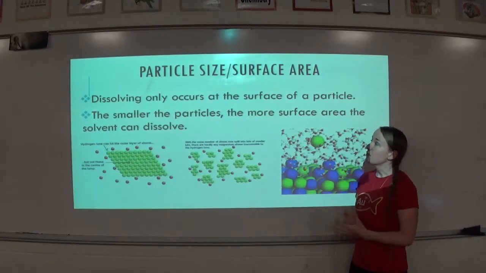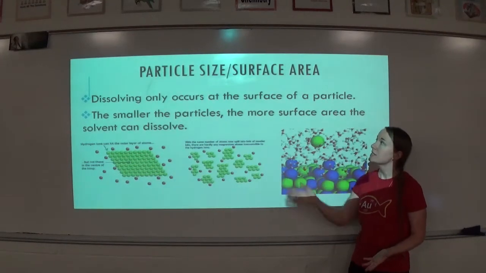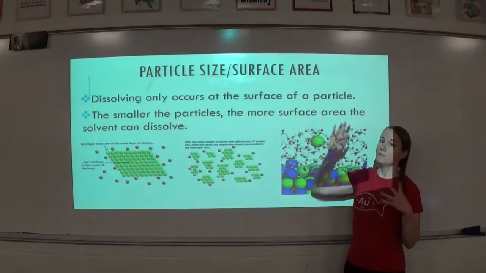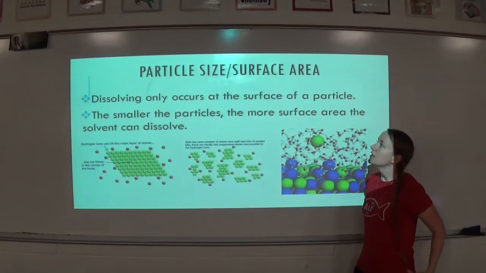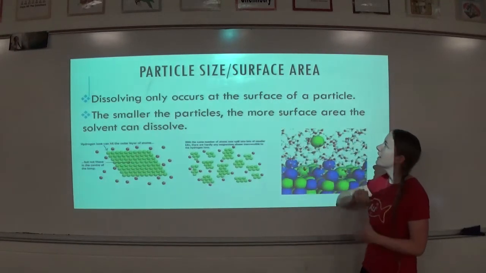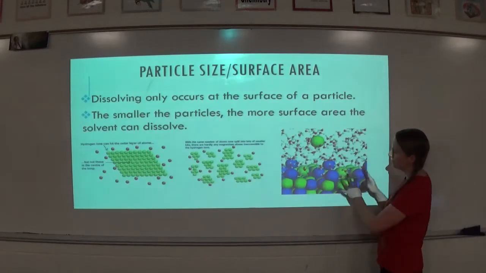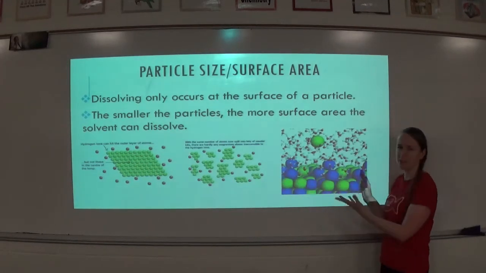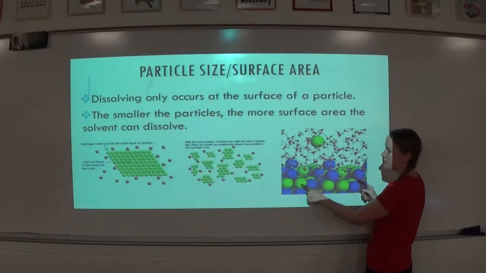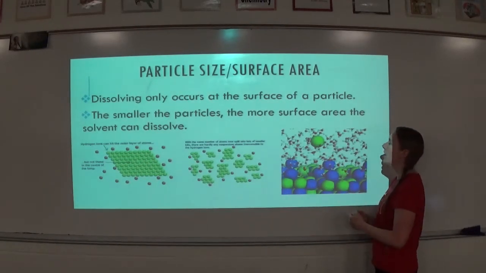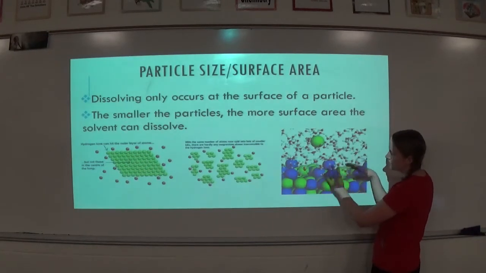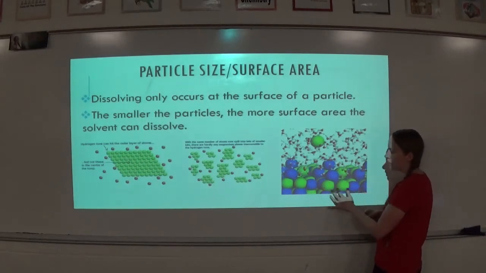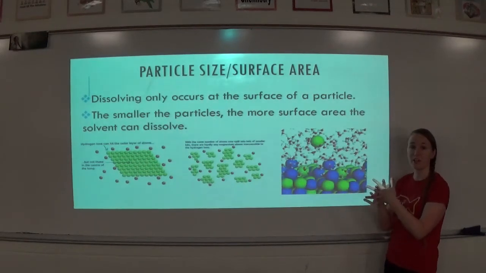So last thing that we're going to discuss is particle size, sometimes called surface area. Just be aware, you might see either. Dissolving occurs only at the surface of the particle. For example, if this is salt in water and we have our positives and negatives, it can't be salt in this picture because the ions are the same size. Just saying. But just pretending that it is, and these are the water molecules. Notice they're only touching the particles at the surface. They aren't trying to dissolve anything below the surface because they can't reach it.